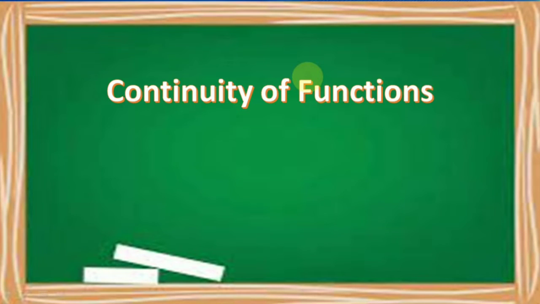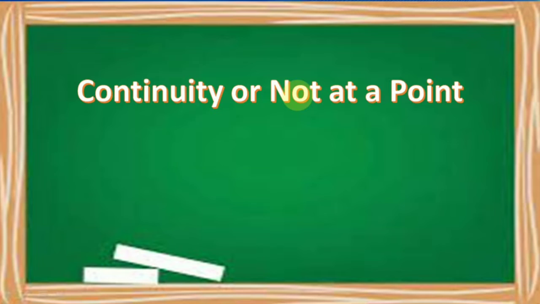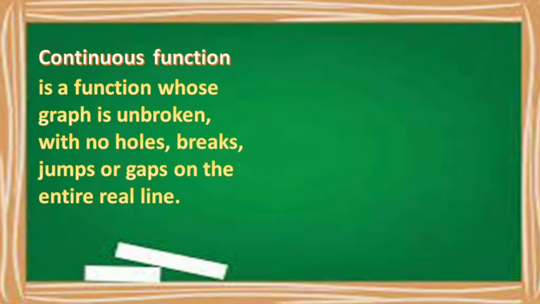We are going to discuss continuity of functions. Let us start with whether the function has a continuity or not at a point. It says that a continuous function is a function whose graph is unbroken, with no holes, breaks, jumps or gaps on the entire real line.